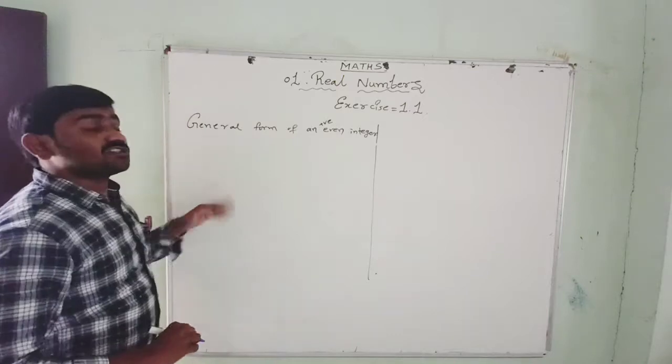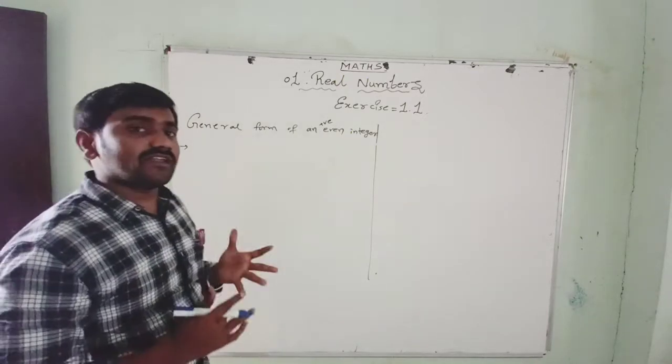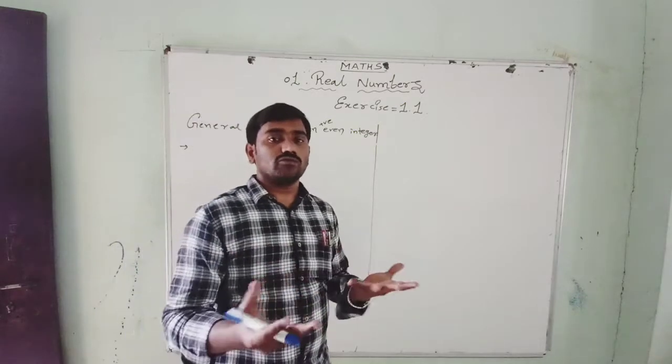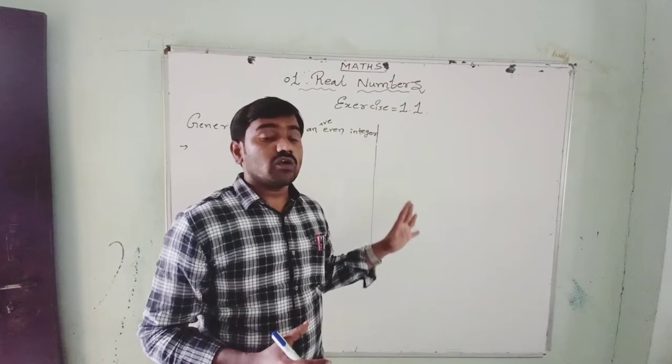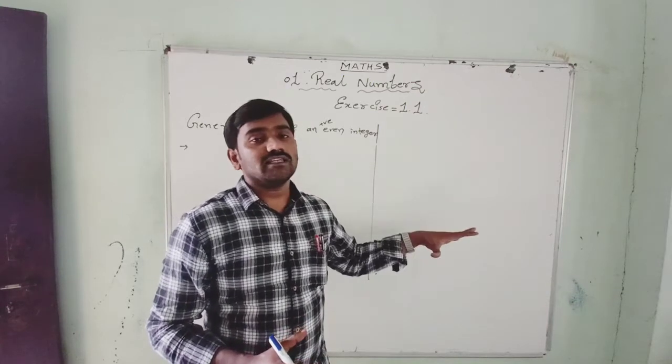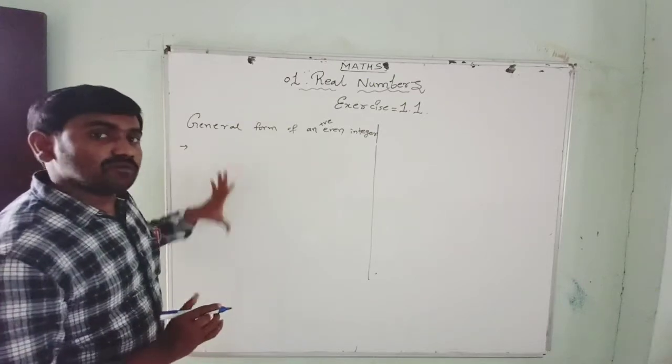The general form of positive even integers. How will the even numbers be? What are even numbers? The numbers which are divisible by 2 without leaving a remainder are called even numbers. The numbers which are not divided by 2 exactly are called odd numbers. So we are going to learn the general form of even numbers and the general form of odd numbers.